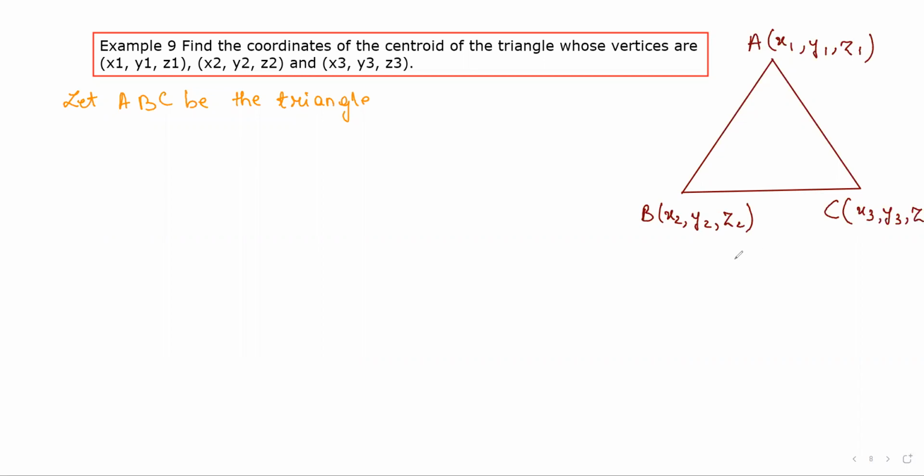Now, what is a centroid? A centroid is a point where your medians meet. So if you draw a line segment ED over here, D is a point over here. If you draw another line segment, this one, and a third line segment here, this one.